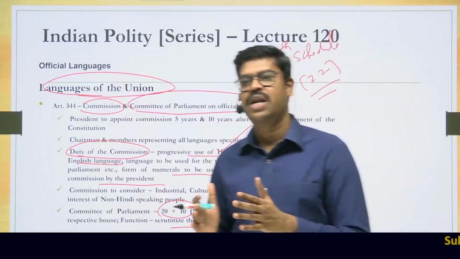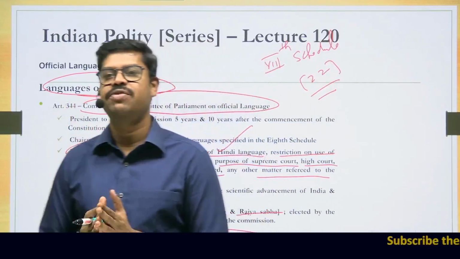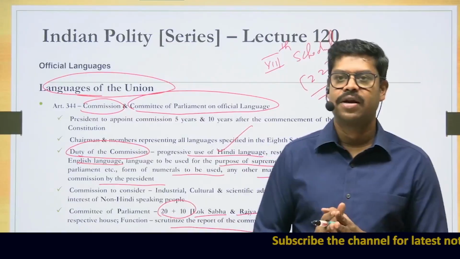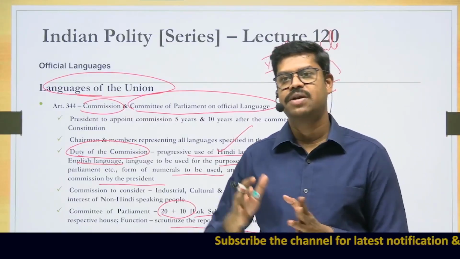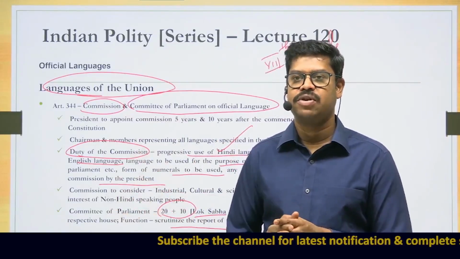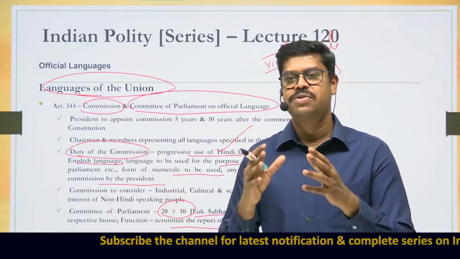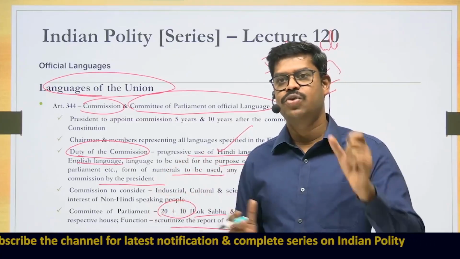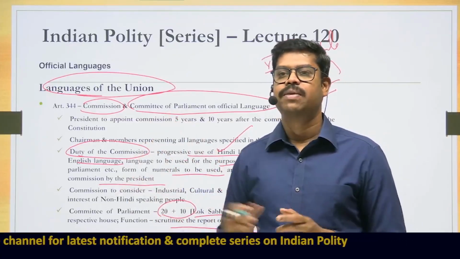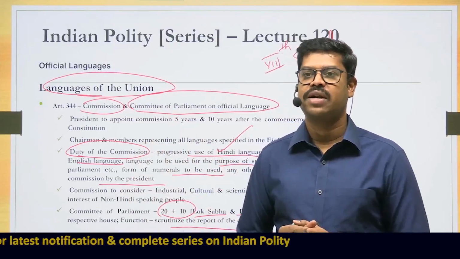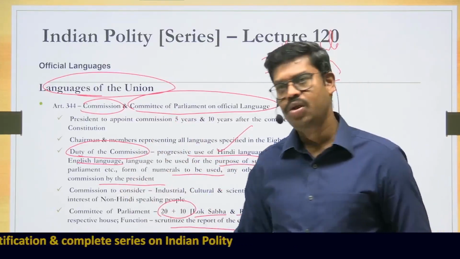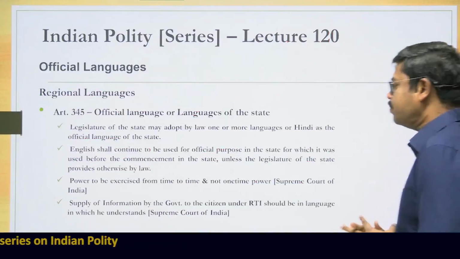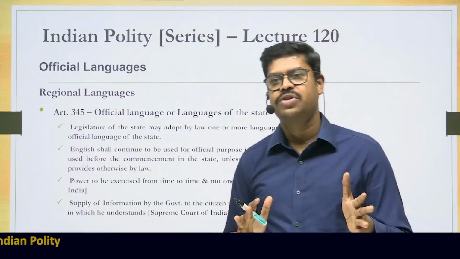And the commission shall have members from all the languages specified in the 8th schedule of the constitution. And such a commission shall be appointed by the president 5 years after the commencement and thereafter 10 years after the commencement of the constitution. And such a commission report shall be studied by a parliamentary committee which shall comprise of 30 members, 20 members from Lok Sabha, 10 members from Rajya Sabha, and all these members are elected from the respective houses. So this is again a constitutional mandate as per Article 344. So that is with regard to the official language of the union.